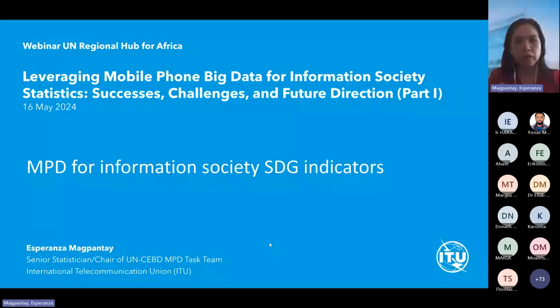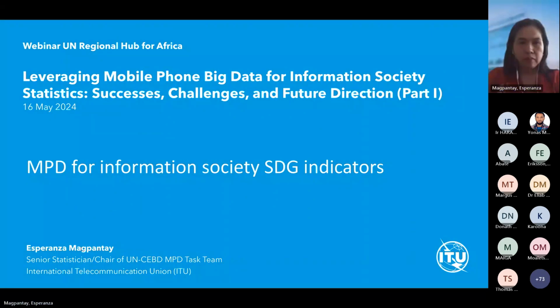So the work that we do on big data in the ITU, MPD is one of them. There are other areas of big data that we are looking at. But for the purposes of today's presentation, we are focusing on MPD for information society statistics. So one part of it was already presented by Margus, but today I'll share with you the most recent developments that we've done in the ITU, including the most recent use cases, as well as other work that are related to improving the use of mobile phone big data.